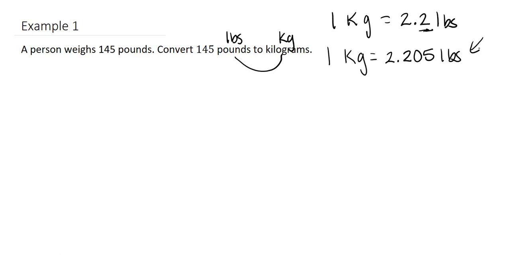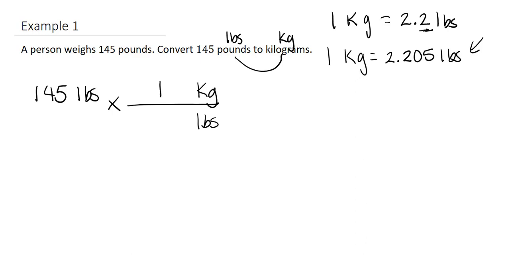So now we need to look at 145 pounds and convert it to kilograms. Let's write out 145 pounds. Now we need to get rid of pounds, so we use the conversion where we put pounds on the bottom because we need to cross that out, and we put kilograms on the top. So we put 1 kilogram on the top, and then 2.2 pounds. Now we cross out pounds, and we're left with kilograms.